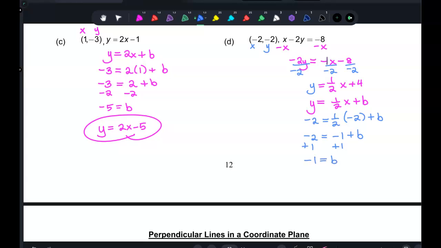Okay, b equals negative 1. Now remember, my format is going to be y equals 1/2 x plus b. But what did I get for b? Now you can just replace that b with the negative 1. So it's going to be y equals 1/2 x minus 1.